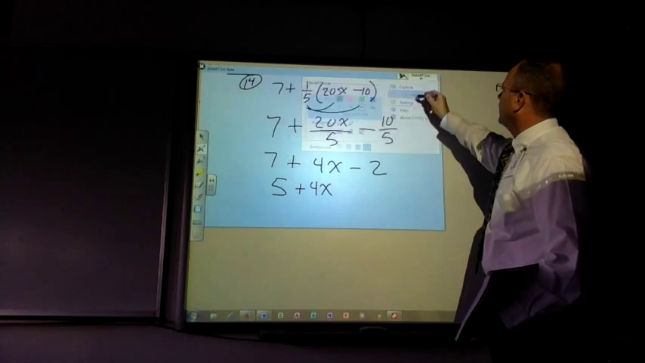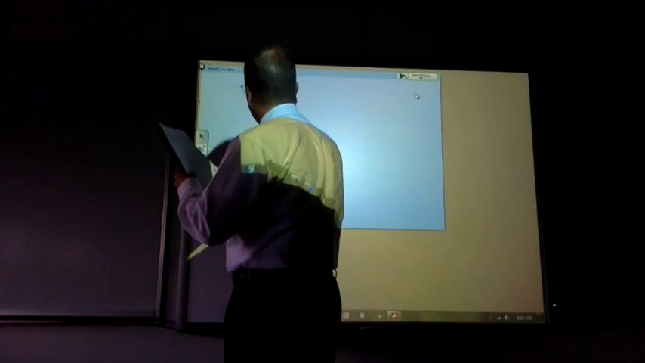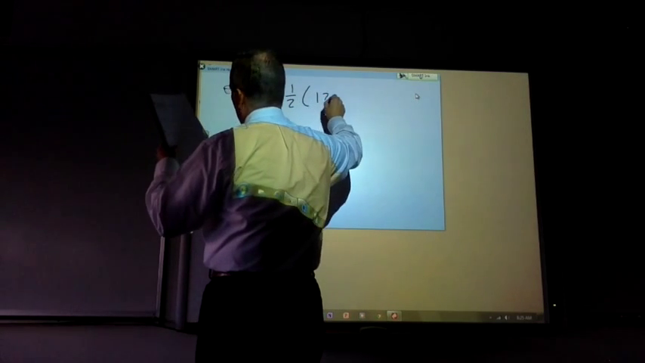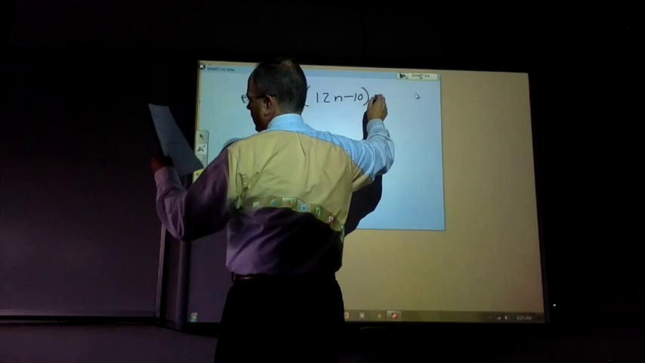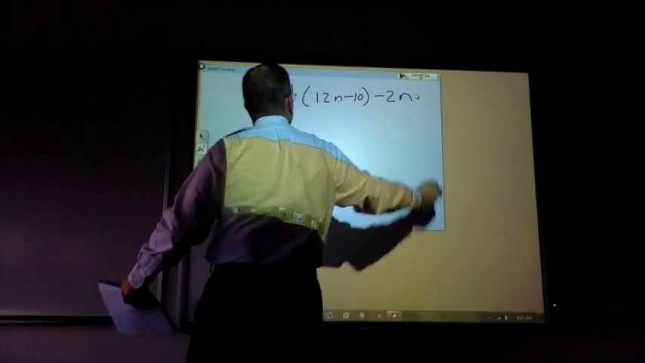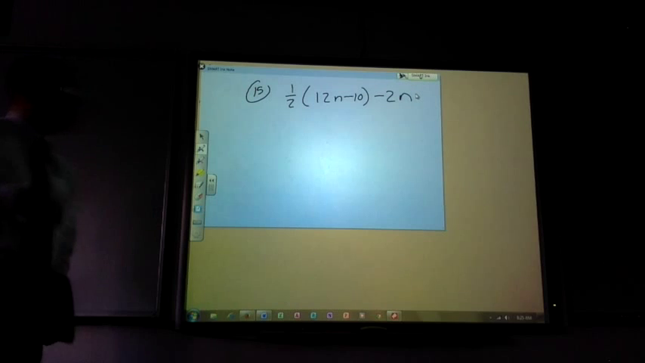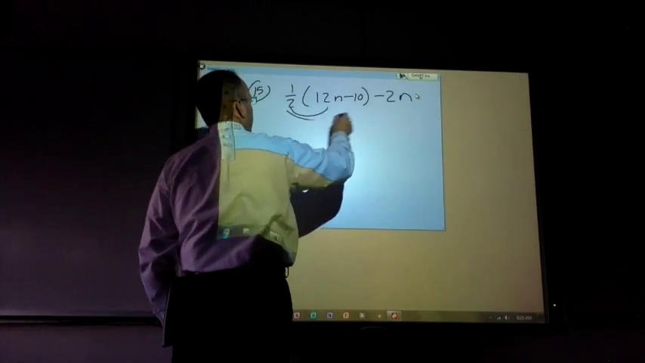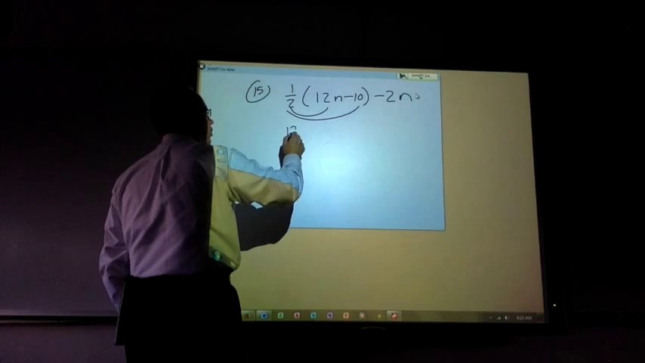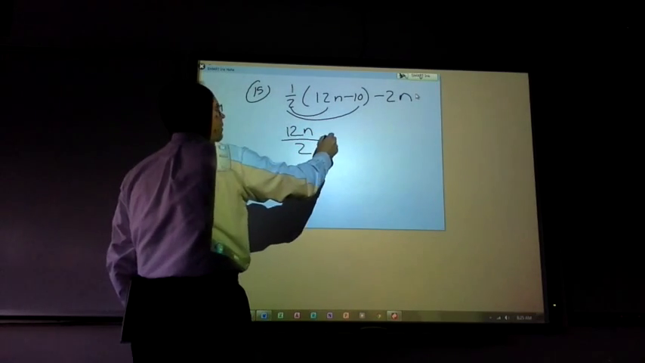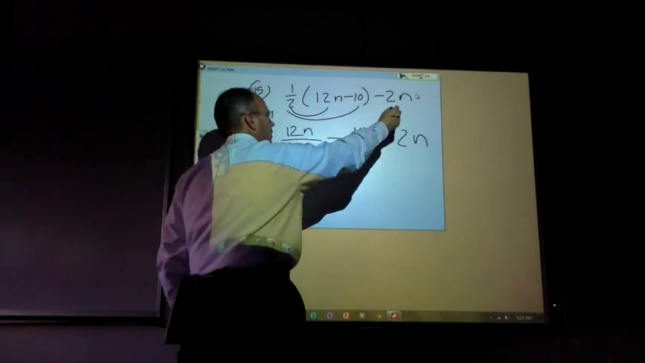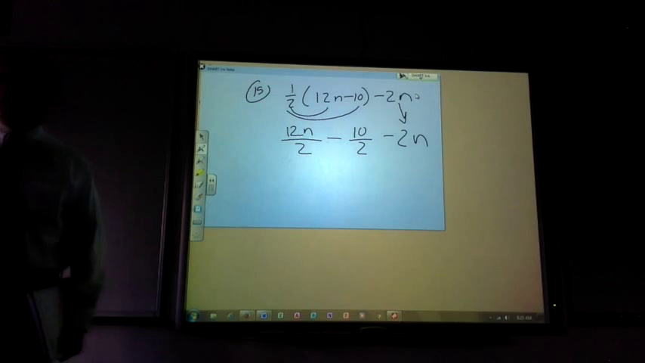Number 15. We have 1/2 times 12n minus 10, minus 2n. So I have 1/2 preceding the parentheses. I'm going to distribute the 1/2 over the parentheses. I'm going to write all the steps that go to it. So I have one here and here. So I get 1/2 times 12 becomes 12n over 2 minus 10 over 2 minus 2n. Remember, this one is just going to come straight down. It wasn't preceding anything over the parentheses.